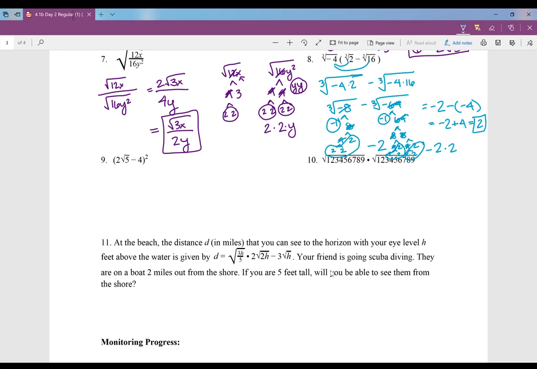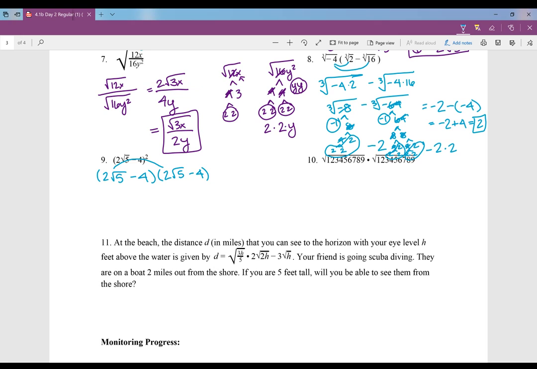All right, for number 9, we have 2 root 5 minus 4 squared. So remember, squared means something times itself. So we have to do 2 root 5 minus 4 times 2 root 5 minus 4. Okay, and we're just gonna distribute.